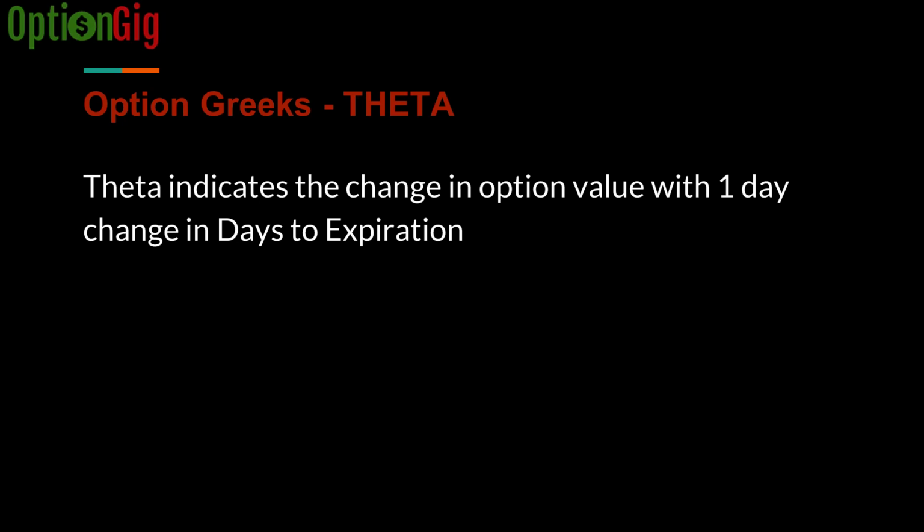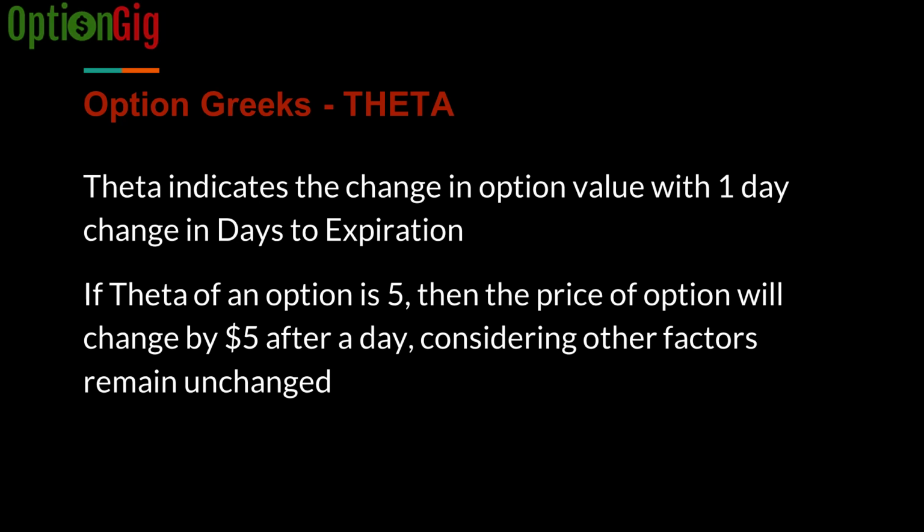Next, theta. Theta indicates the change in the option value with 1 day change in days to expiration. Options have a finite lifetime. So as you keep getting closer to the expiration date, the theta will indicate the decay in the option value with every 1 day closer to the expiration date. If the theta of an option is 5, it means the price of the option will change by $5 after a day.